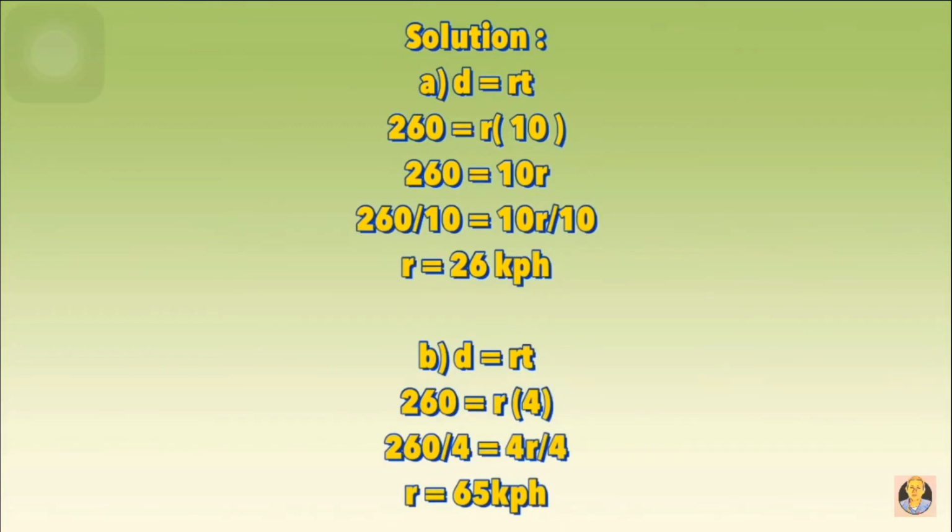So therefore for letter A, the rate is 26 kilometers per hour. For letter B, the same formula that we're going to use, D equals RT.